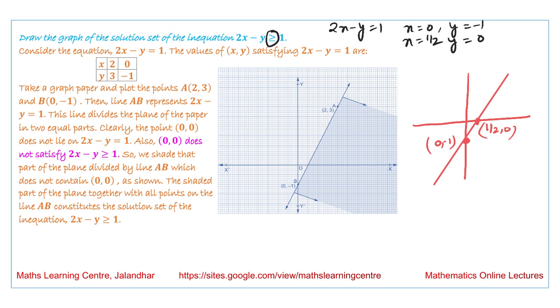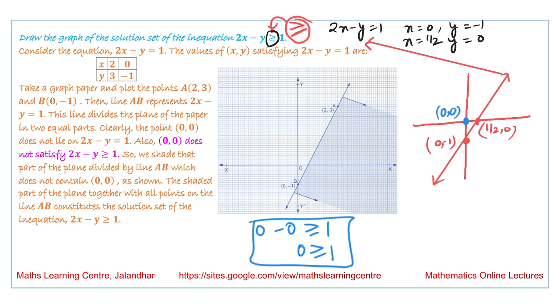So this line represents 2x minus y is equal to 1. Why have we drawn the solid line here? Because it is the greater than or equal to sign in the question. Now if we substitute this point 0 0, which is not lying on this line, we get 0 minus 0 is greater than or equal to 1, that is, 0 is greater than or equal to 1, and this is not true. It means that this point does not lie in the region of the solution.